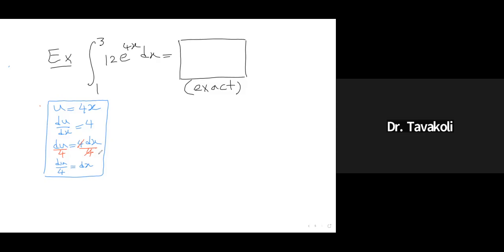So let's see what we have so far. This is the new variable u, and dx is the same as du over 4.